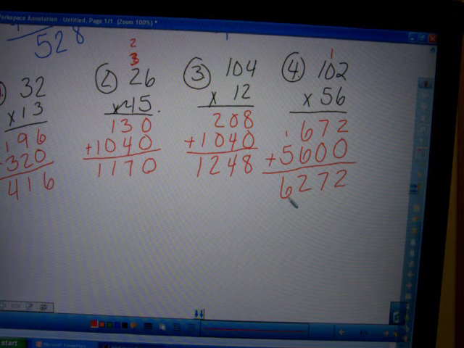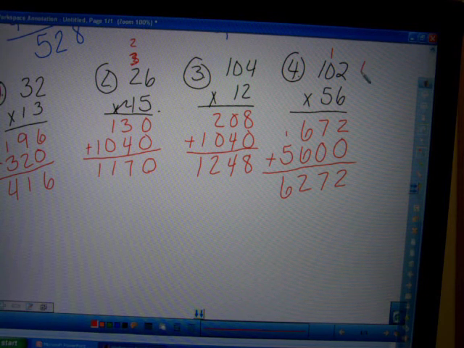Oop, I did something wrong here. What did I do? 2 times 56. Because that should be about 100 times 50. So it should be about 5,000 for an estimate. And this is 12, carry the 1, 0.